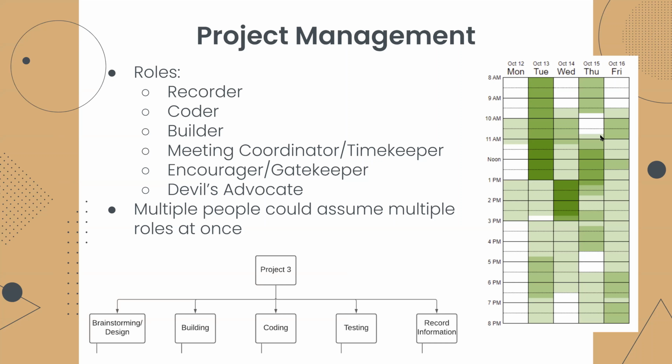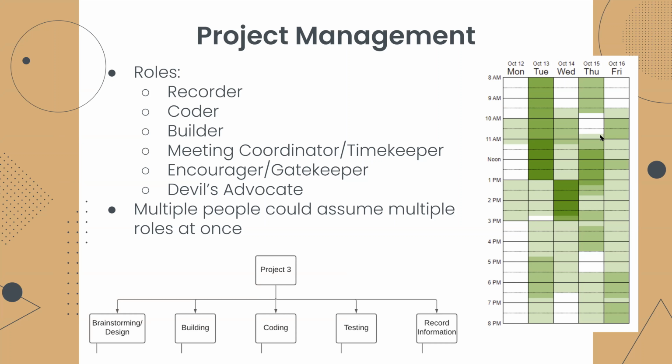Next up is a builder, who was responsible for constructing the macro; a meeting coordinator and timekeeper, who created agendas before each meeting and made sure we completed all the tasks allotted; an encourager-gatekeeper, who made sure everyone's ideas were heard and that all ideas were considered fully. Lastly, a devil's advocate, who had the responsibility of making sure our ideas would function as intended.